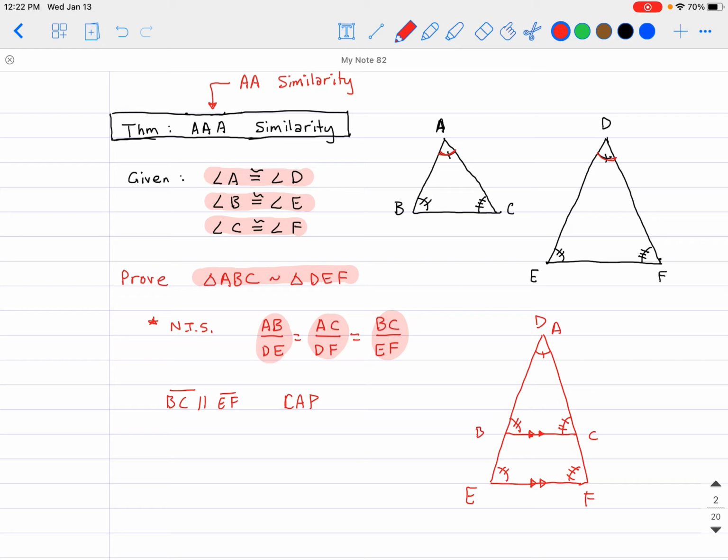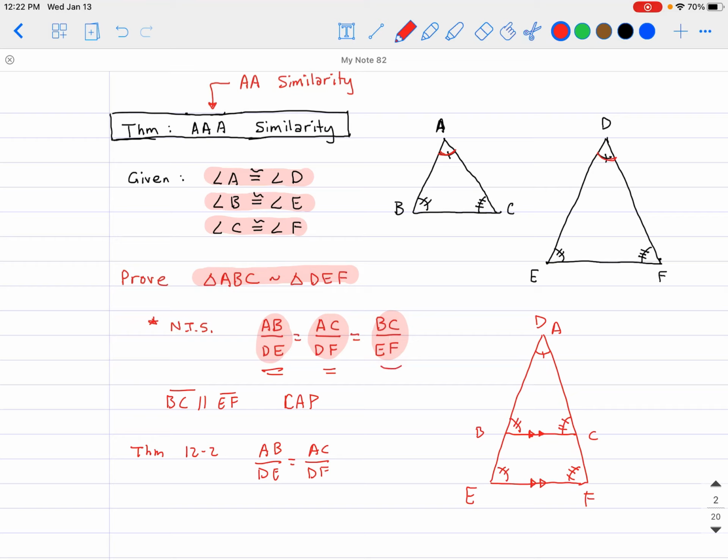Okay, and as soon as we have that, then that means that we can use the previous theorem. Then by theorem 12.2, I think it was, which is the previous one, we can say the following. AB divided by DE is equal to AC divided by DF. And hey, there you go. Now this part right here is going to be equal to this second part over here.